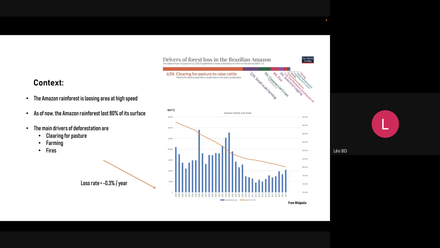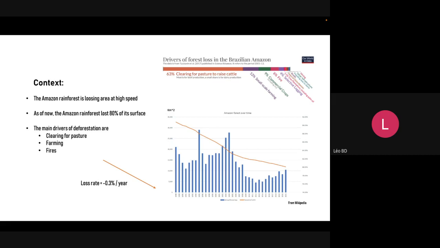And this is quite important because the Amazon rainforest is a really important ecosystem on our planet, and it has a lot of responsibility in regulating the carbon cycles, as well as being a big place for biodiversity. And as we can see, the main drivers of deforestation are clearing for pasture to raise cattle and also to grow soya to feed these cattle, also farming, and then comes wildfires.